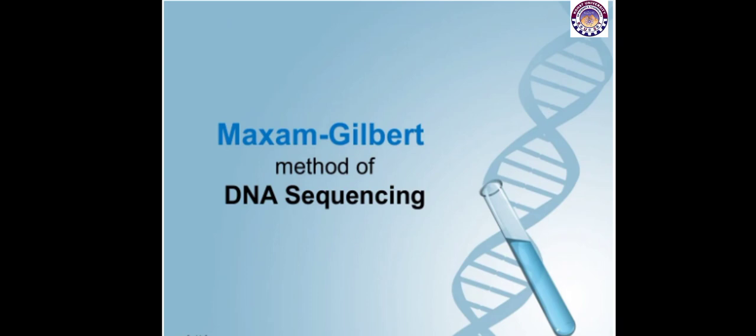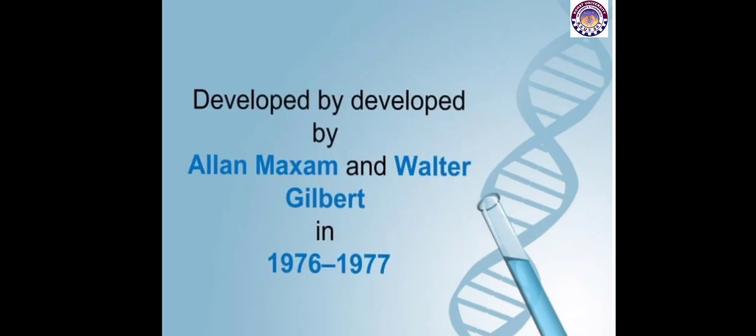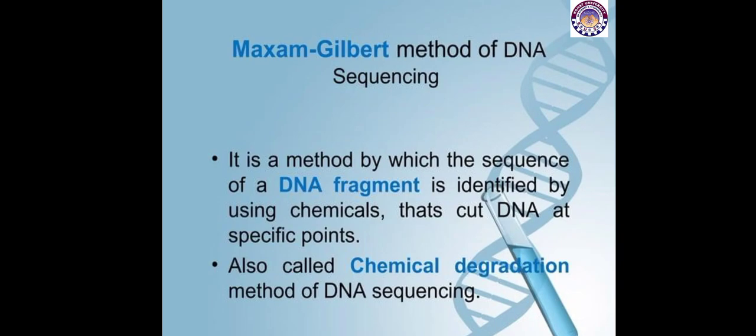Here we are talking about the DNA sequencing method called Maxam-Gilbert sequencing. This process was developed by two scientists, Alan Maxam and Walter Gilbert, in 1977. It is also called chemical sequencing because the method relies on a chemical degradation process. That's why it is also known as the chemical degradation method of DNA sequencing. It is a method by which the sequence of DNA fragments is identified by using chemicals that cut the DNA at specific points.